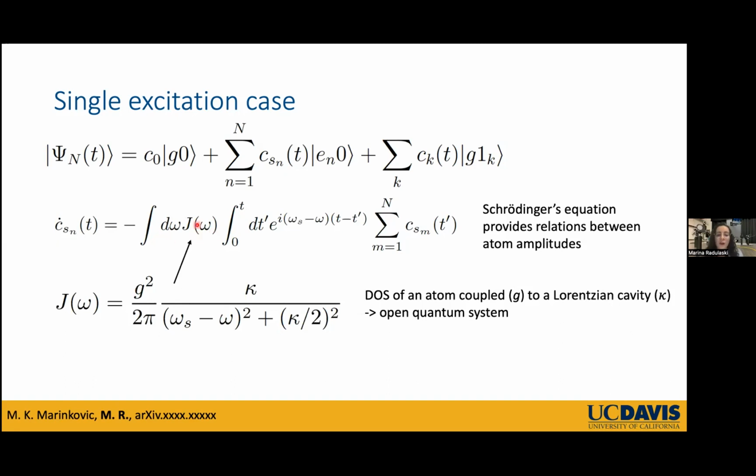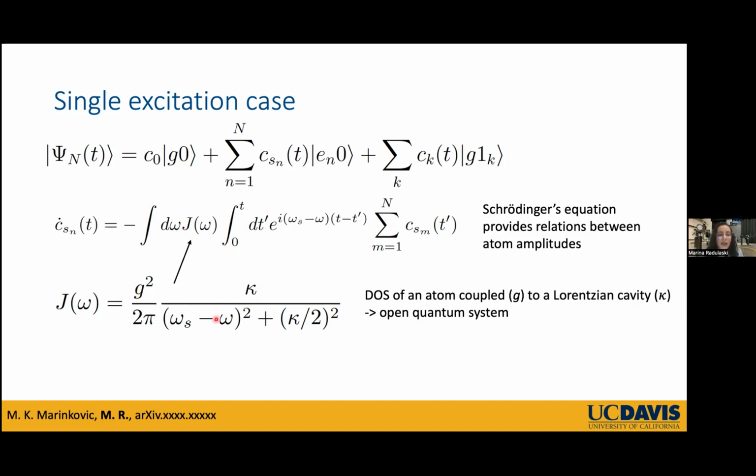So if the environment is just the cavity, then our Lorentzian dependence will just be a delta function. Our line width of the Lorentzian will be kappa. And if our cavity is lossy to the environment, then it will have some non-zero kappa. And so kappa is the loss rate of the cavity to the environment. And so our density of states is a multiplication of the Lorentzian of the cavity with the square of the coupling rate of the atoms and the cavity.